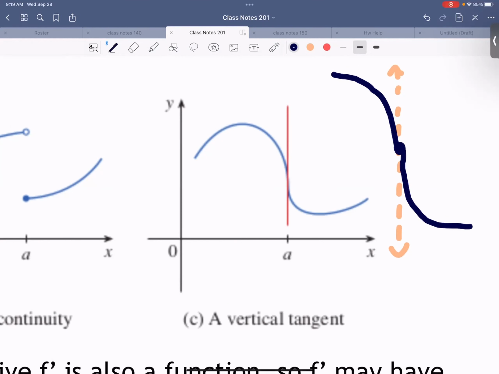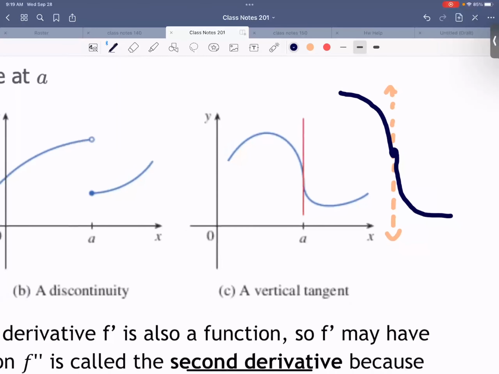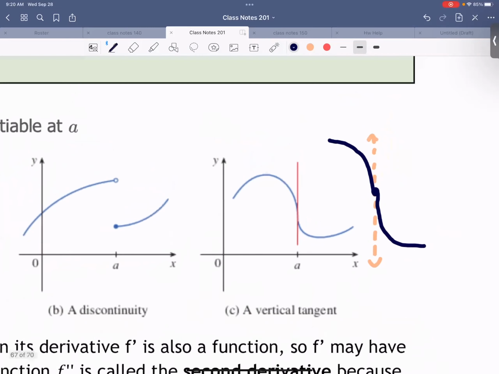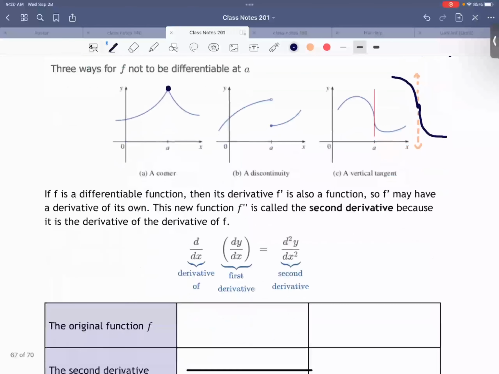All right, how about this? Talk to me after class. I will show you a better drawing of this. I'm trying to think of a function. I think the inverse tangent is something that has a vertical tangent line. So after class, I'll show you this function that has a vertical tangent line. Okay. All right, let's keep going.